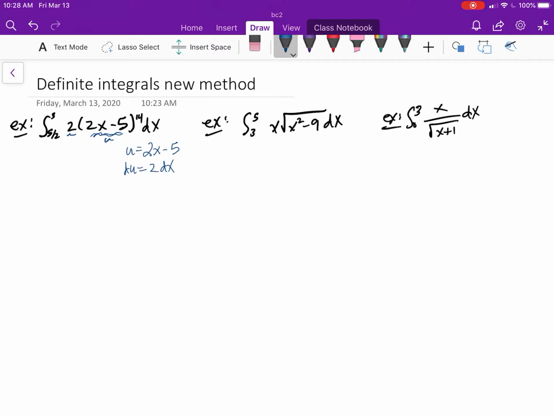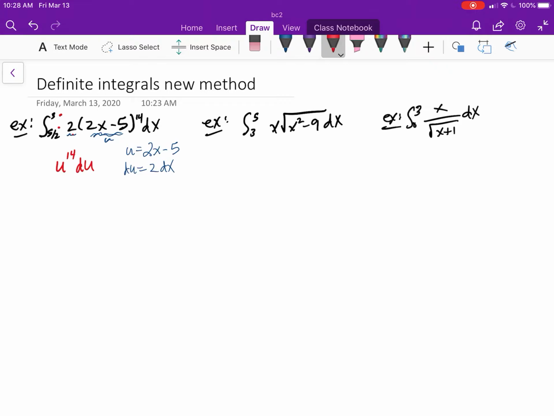So now we'd have u to the 14th. Go and change colors here. U to the 14th. And then the 2 dx is now du. And here's kind of where you have some options. I prefer to change the bounds, the limits of integration here most often. Most often it would be easier.